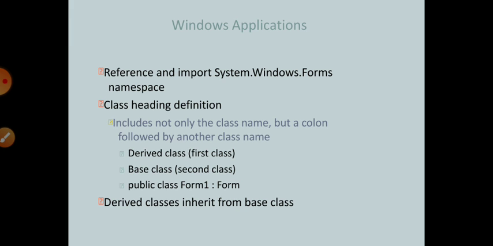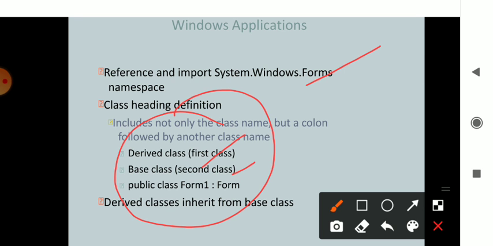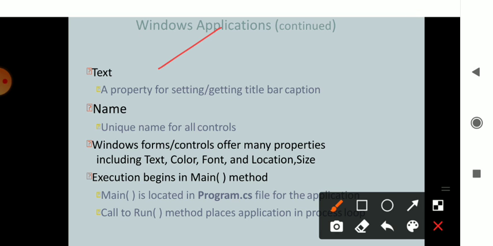So the Windows application uses a namespace called system.windows.forms when it is designed, and it has its own class name, its own derived class, base class, and the public form representation within the program. It inherits from the main form, your derived class.